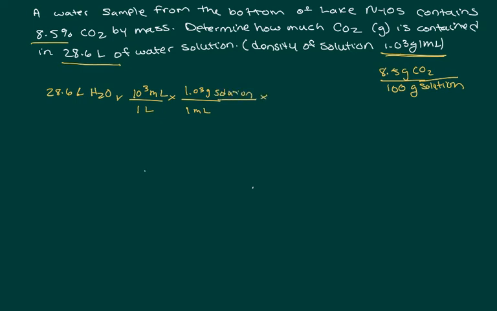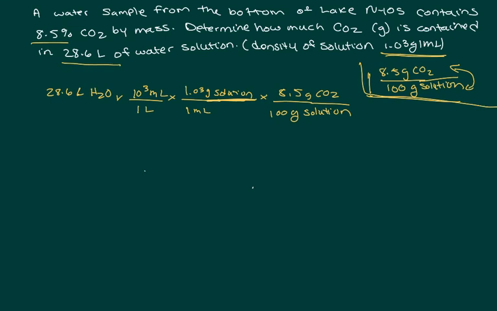Finally, now I can use this conversion factor here. And this is telling me for every 100 grams of solution, the reason why I put that on the bottom is because I have grams of solution on the top here. So I'm going to put grams of solution on the bottom. But remember, I can reverse these in any way that I want. For every 100 grams of solution, I have 8.5 grams of carbon dioxide.